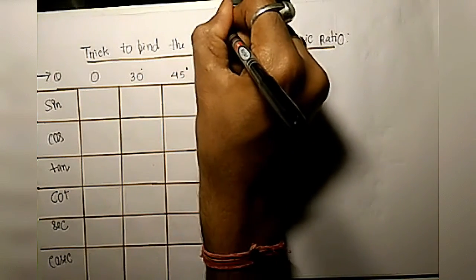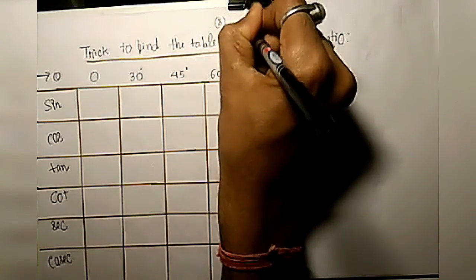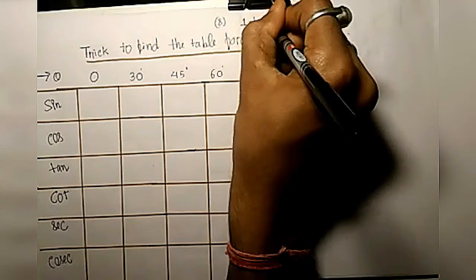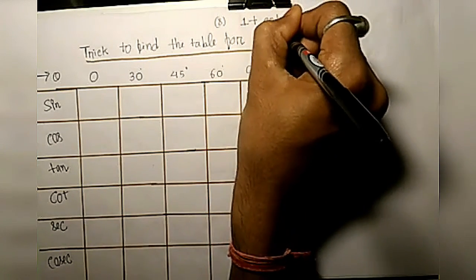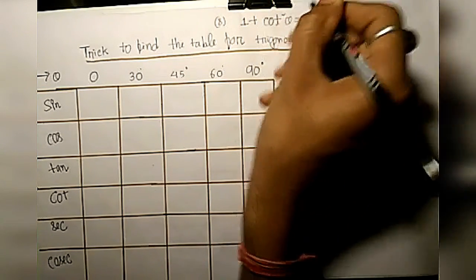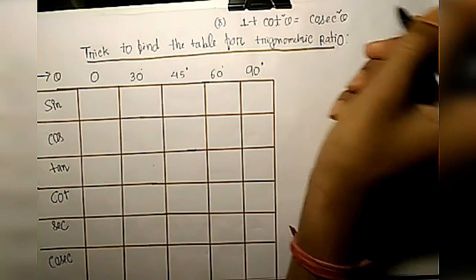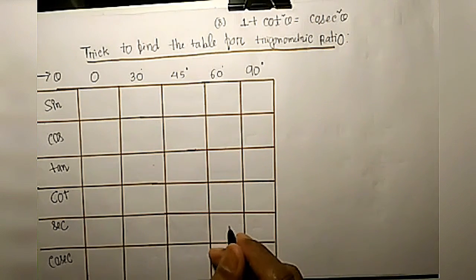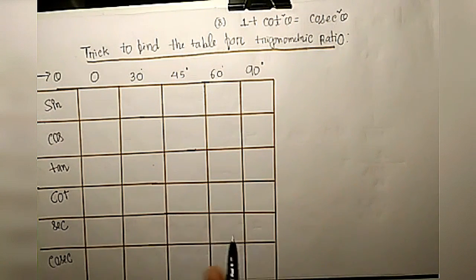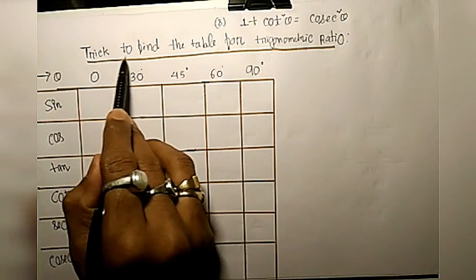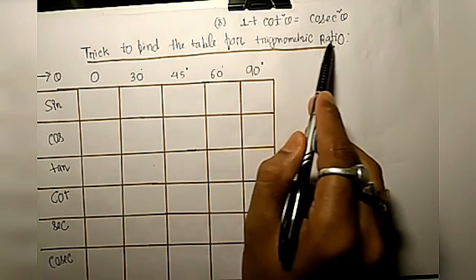So next point number 8: 1 plus cot square theta is equal to cosec square theta. So 1 plus cot square theta means cosec square theta. This is one of the important relationships. So there are 8 important points, and every important point you should remember.